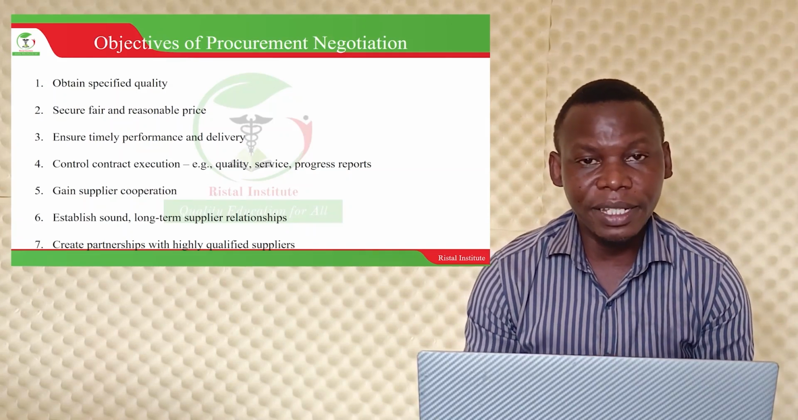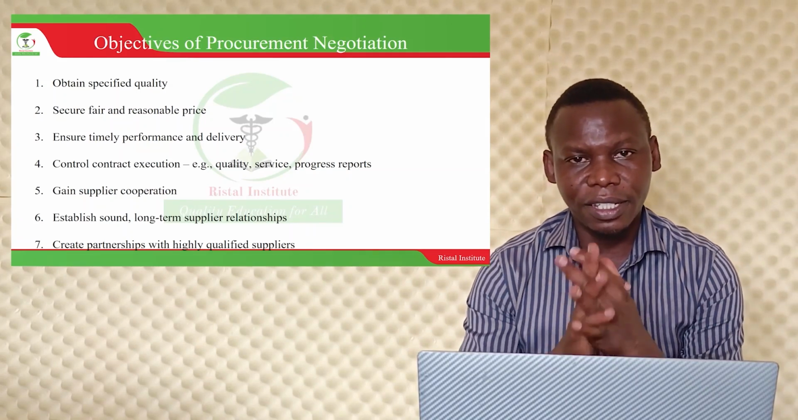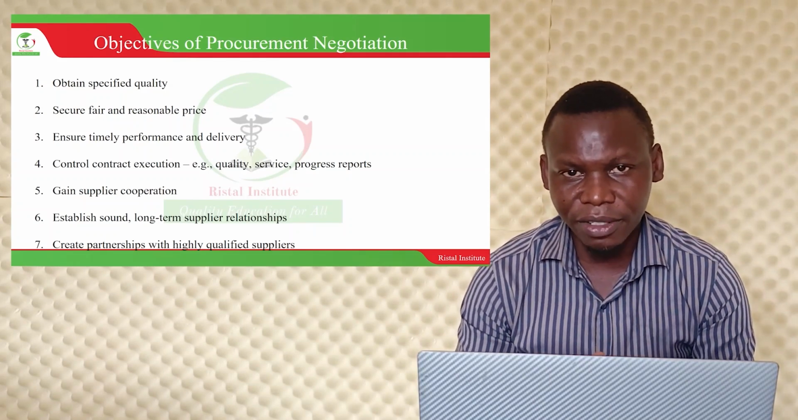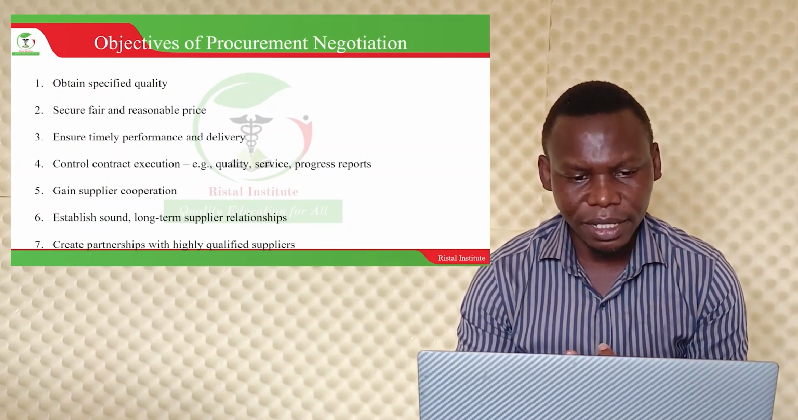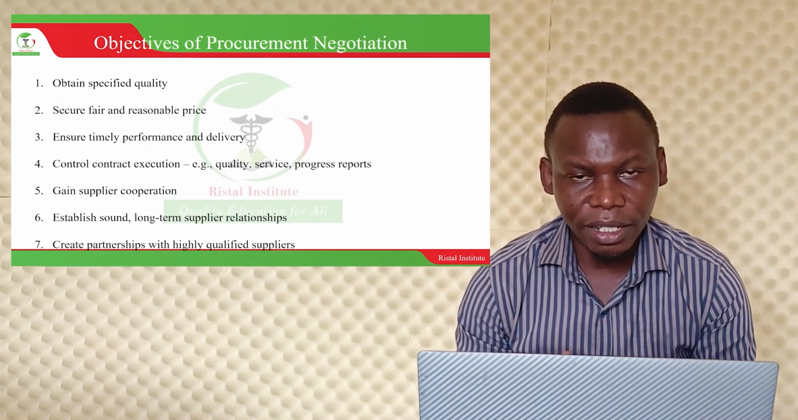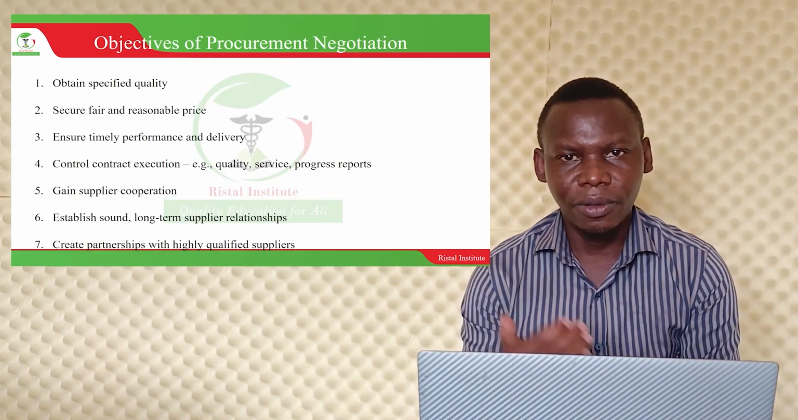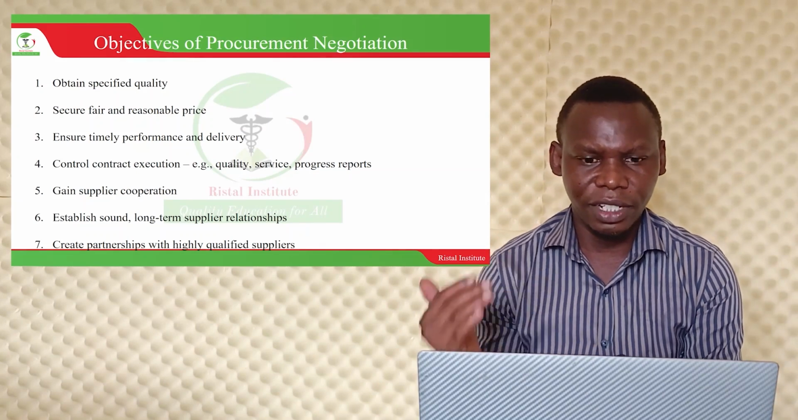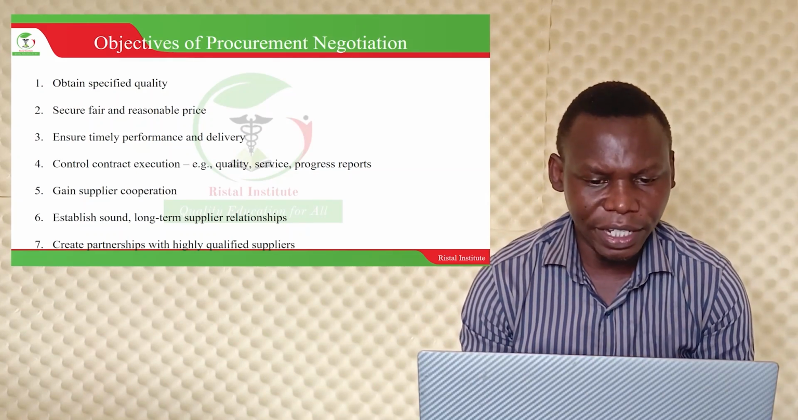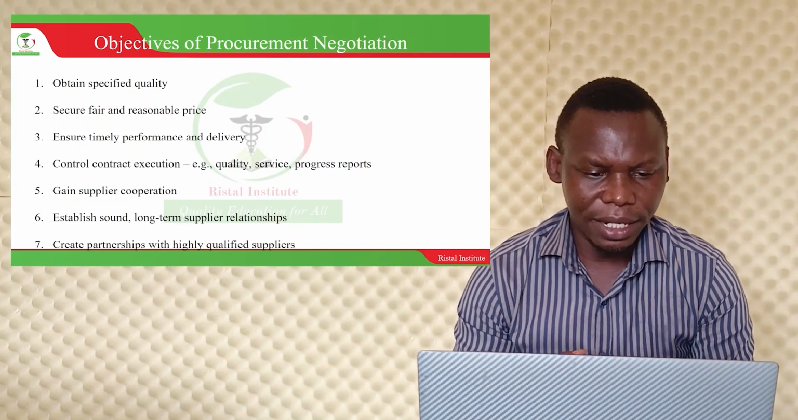Ensure timely performance and delivery. Also, this is some part of negotiation that is included during the process. When is the delivery supposed to be done? Who is to deliver, and the schedule for the delivery, and where is the delivery going to be done?